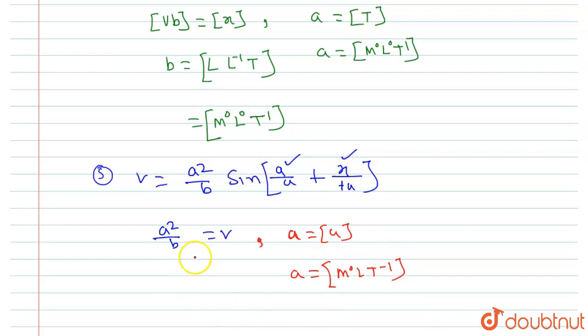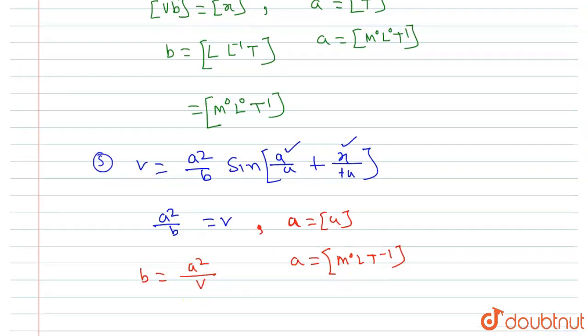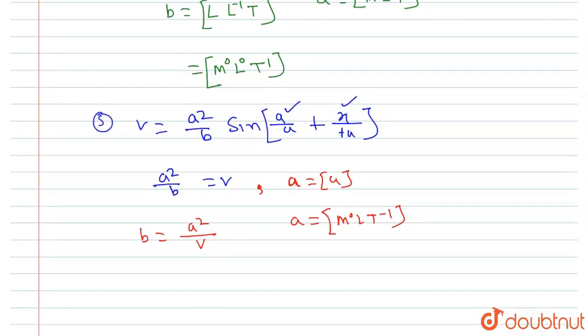Clear? Now from here we can write the dimension of B. So the dimension of A is this. A square by B, so the dimension of B is equal to A square divided by V. A square means what? This is L square T minus 2. So here we have L square T minus 2 divided by V. V is L T minus 1. So from here this is equal to L T minus 1. Clear? So we have to solve this, and we can find the dimension of B.